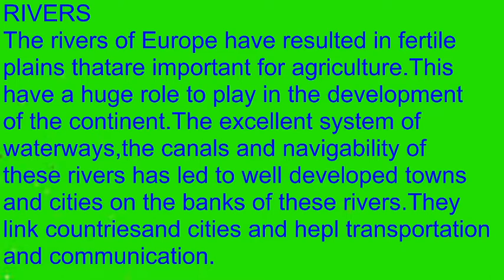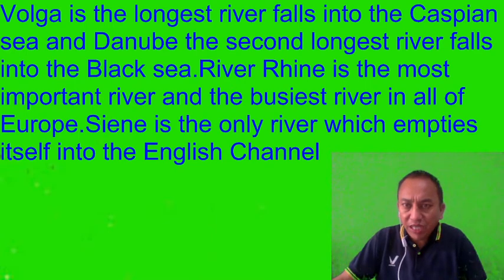So rivers are also called the lifeline of a nation. It's very important, especially in the ancient times. The movement of people and the movement of goods were mainly transported by the rivers. So it played a very important role in the development of the nation as well. Okay, so now let's see some examples.